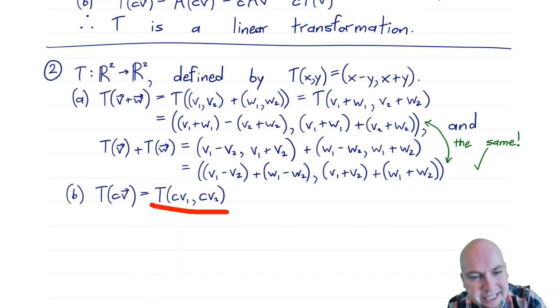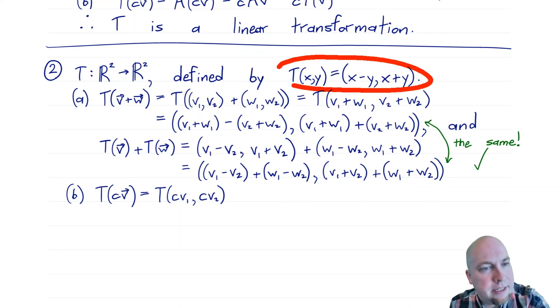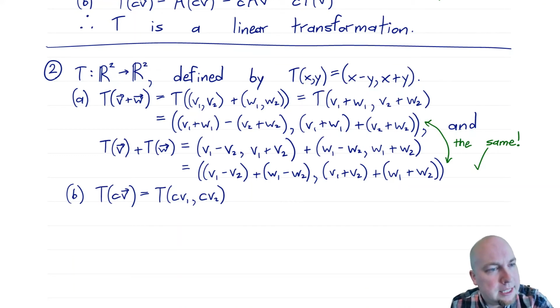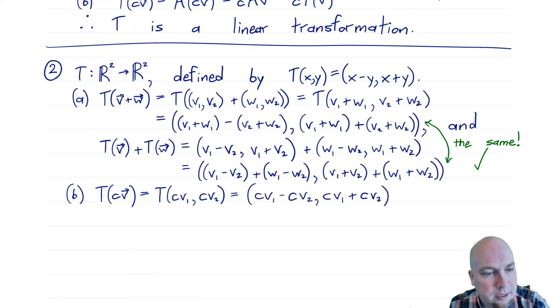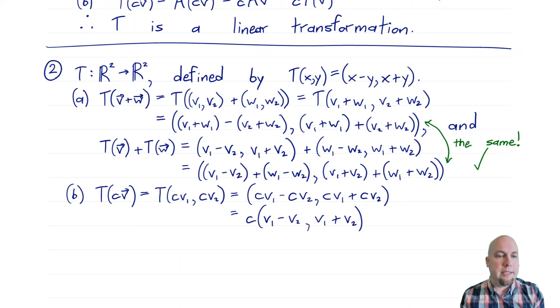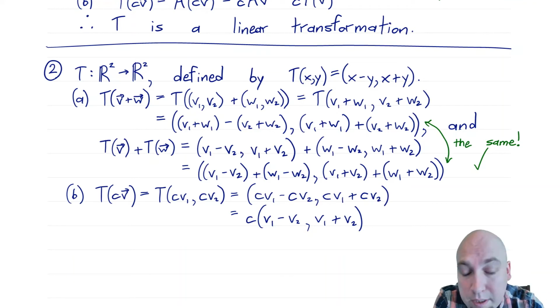And then what is T of this? Well, just go back and use your definition of T. It's going to be first entry minus second entry, and then first entry plus second entry. So CV1 minus CV2, and then CV1 plus CV2. I've just used the definition of T there. And now I notice that there's a C in every single entry there. I can pull that out in front because that's what scalar multiplication is. So this is just C times V1 minus V2, V1 plus V2.